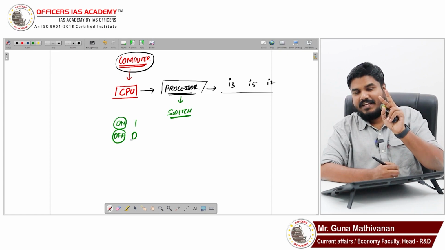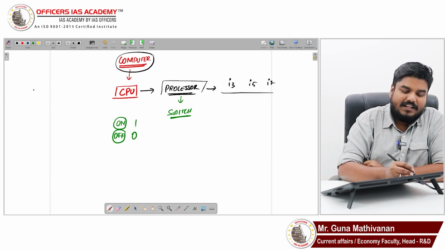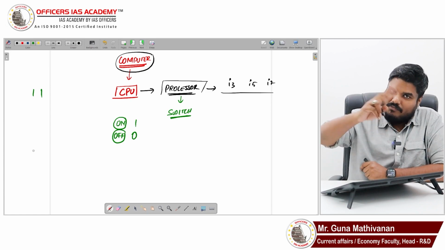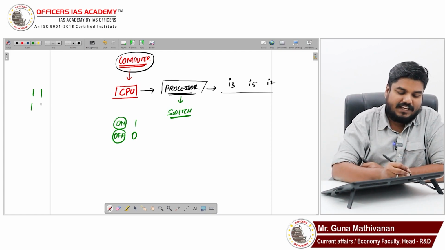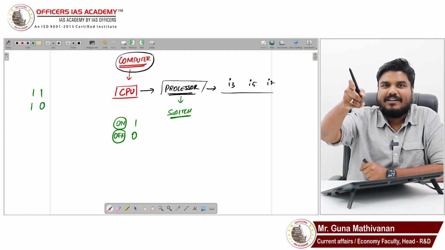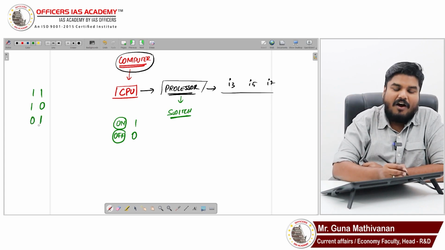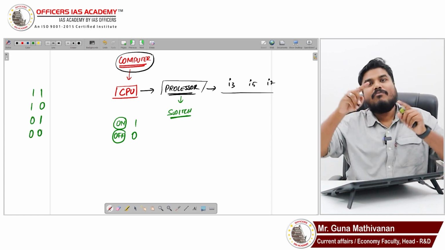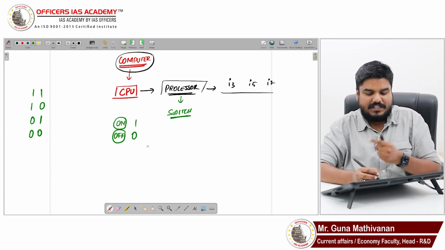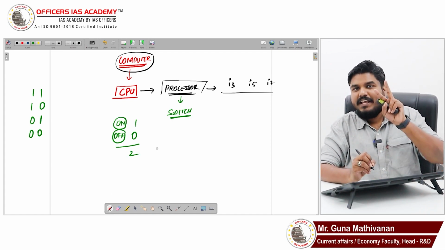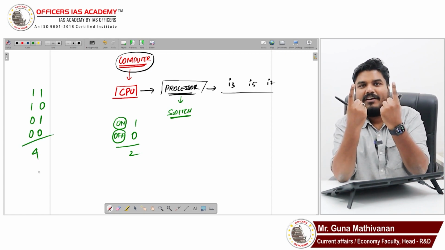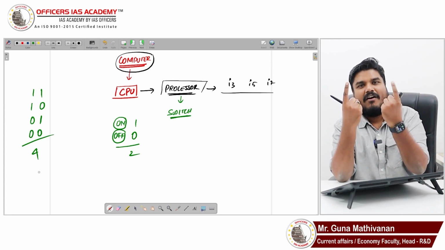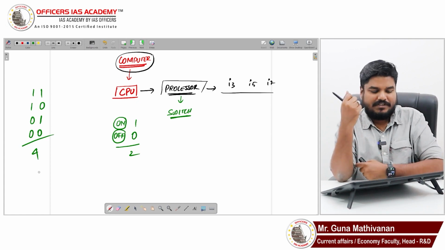Assume that I have two switches. What can I do? I can switch on both the switches. I can switch on one switch and switch off the other, on off, similarly off on, or I can simply switch off both. So when I have one switch, I am able to do two operations. When I have two switches, I am able to do 4 operations. Are you able to understand? I can keep both on, or I can keep one off and another on, or I can simply switch off both. I can do 4 operations.